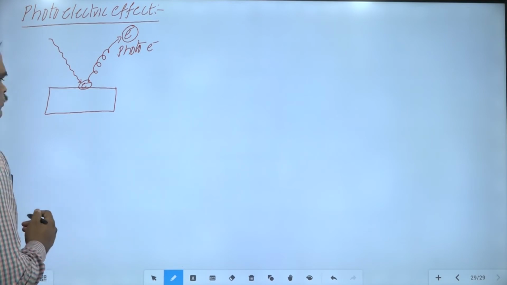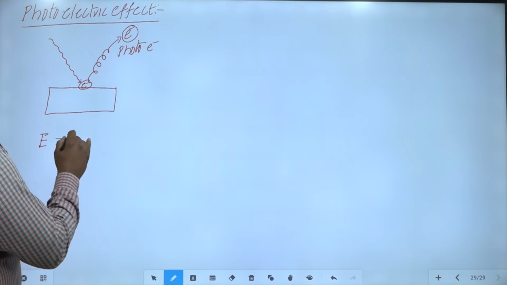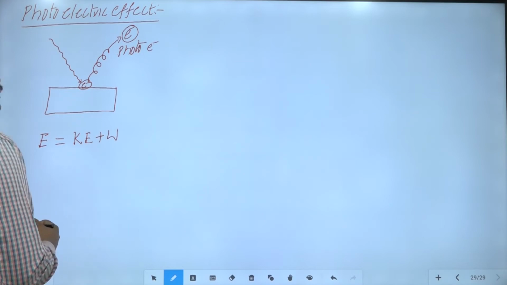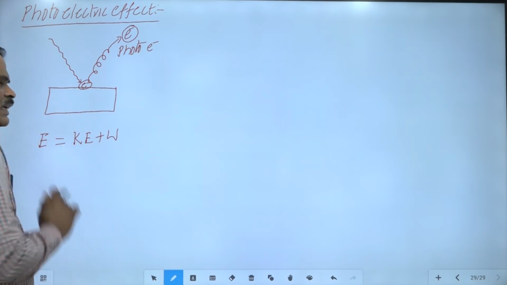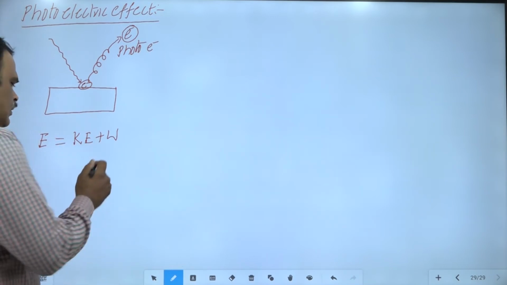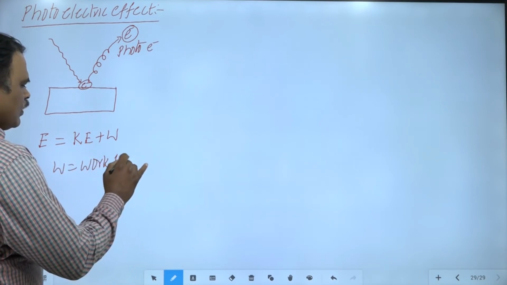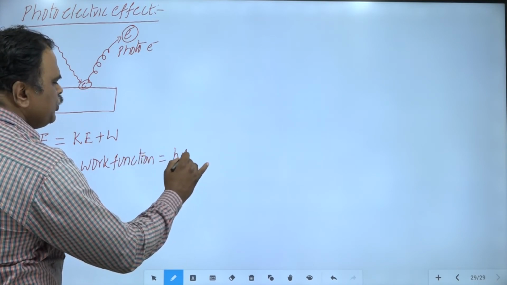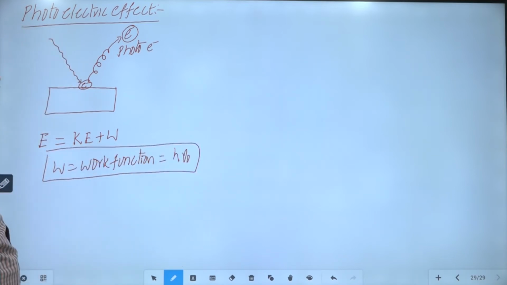Okay, now, E is equal to Ke plus W. Here, E means incident energy. Ke means kinetic energy of photoelectron. W is equal to work function, that is equal to h nu naught. W is nothing but work function, that is equal to h nu naught.